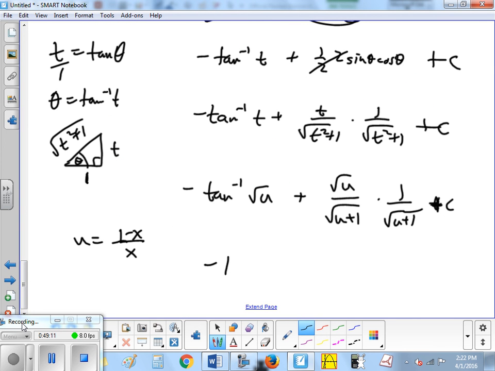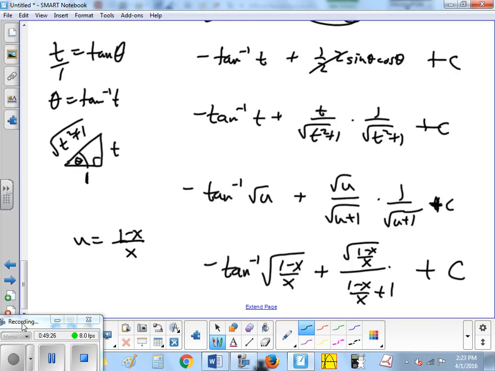So here's the answer. Ready? Inverse tan, the square root of 1 minus x over x plus, and then this is just a rad u on top, so this is square root of 1 minus x over x. And there's a u plus 1 on the bottom, that's 1 minus x over x plus 1 plus c. Done.